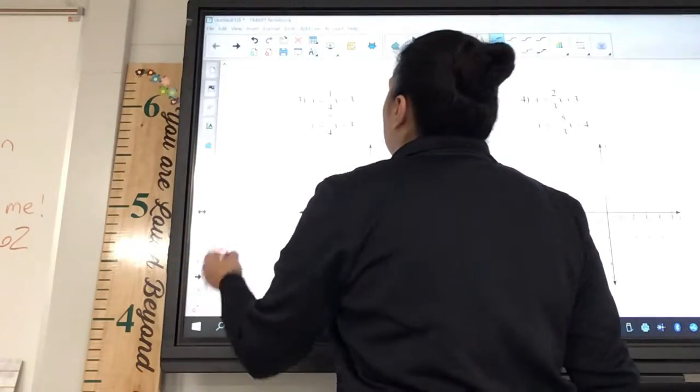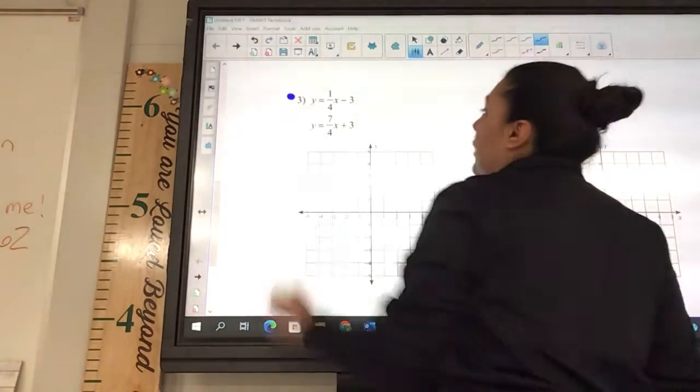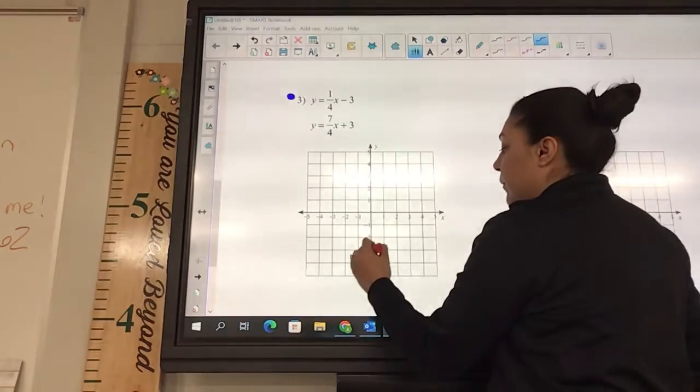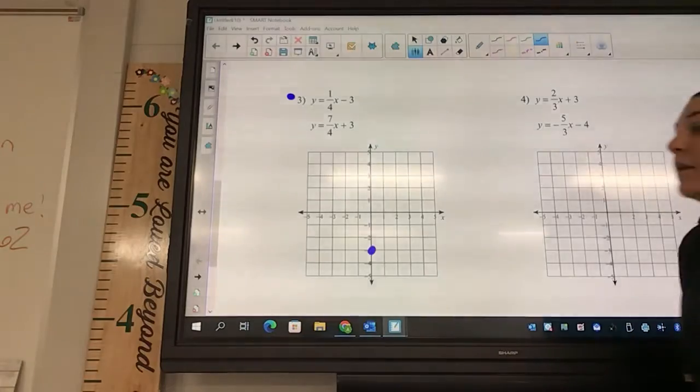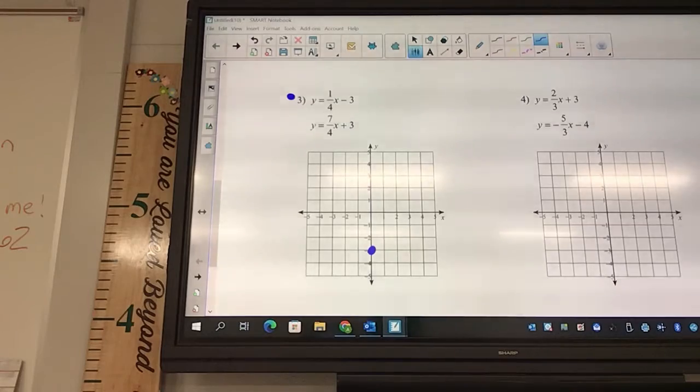We're going to start by plotting this first line. We started at -3, so go to where y is -3 and put your dot. Is our slope positive or negative? Positive, and we're going to go up 1 over 4.